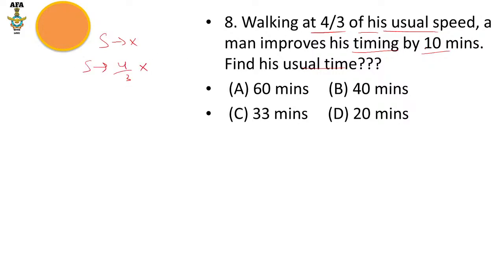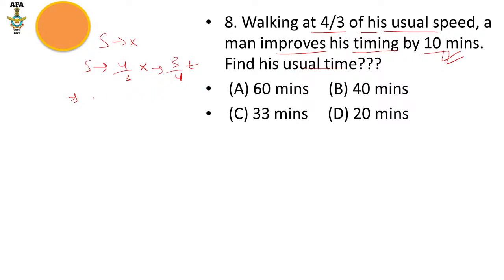A man improves his timing by 10 minutes. So what will be the case? So time required will be 3/4 t for this case. I told you s1 by s2 is equal to t2 by t1. So time will be the reverse ratio of speed. So he will be requiring less time. He is reaching 10 minutes early. Improves his timing means he is reaching 10 minutes early.